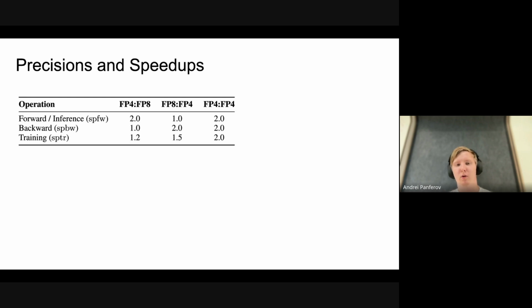In contrast, if you only quantize the backward pass, you don't get any inference speedups at all. However, you get much higher training speedups, about 50%, which allows you to train for longer at the same compute budget. And if you quantize both forward and backward passes, you get the best of both worlds and achieve both faster inference and much faster training.